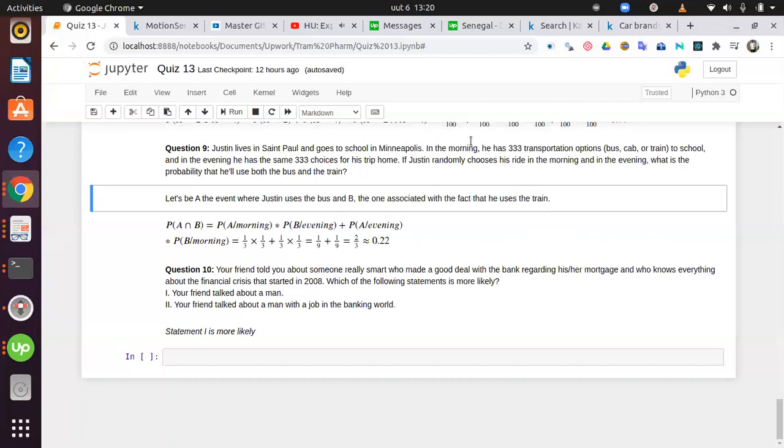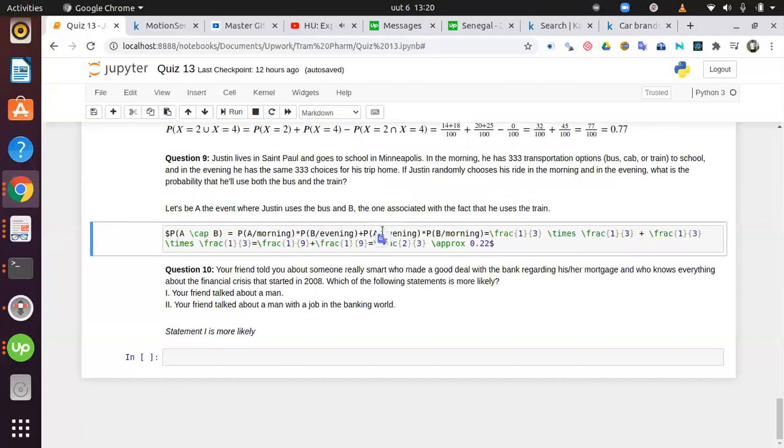So they are asking us if he chose randomly a ride in the morning and the evening, what is the probability that he used both the bus and the train? A is the event where he used the bus, and B is the event where Justin used a train. So they are asking us the probability that he used at the same time the bus and the train. There are two cases. Either he used the bus in the morning and the train in the evening, or he used the train in the morning and the bus in the evening.